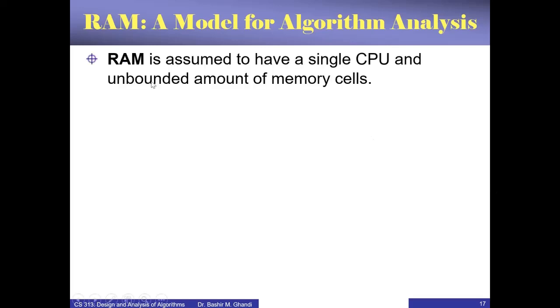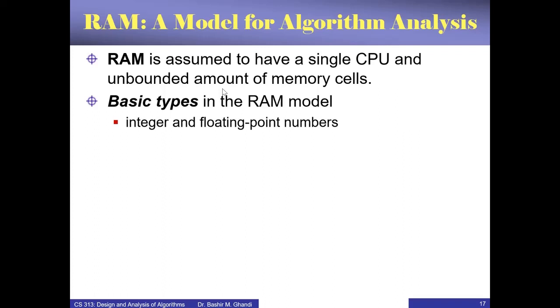So we're going to assume RAM has a single CPU and it has unbounded amount of memory. So the memory is limitless, but it has a single CPU. Second, the basic types that this RAM can manipulate, we're going to assume them to be just simple integers and simple floating point numbers. So these are the basic types for our RAM. It can manipulate integers, it can manipulate floating point numbers.